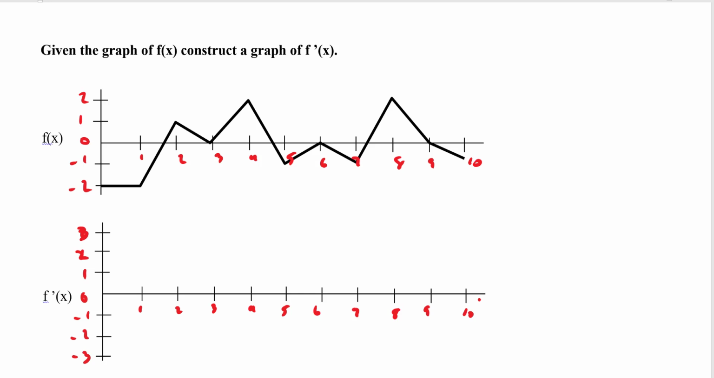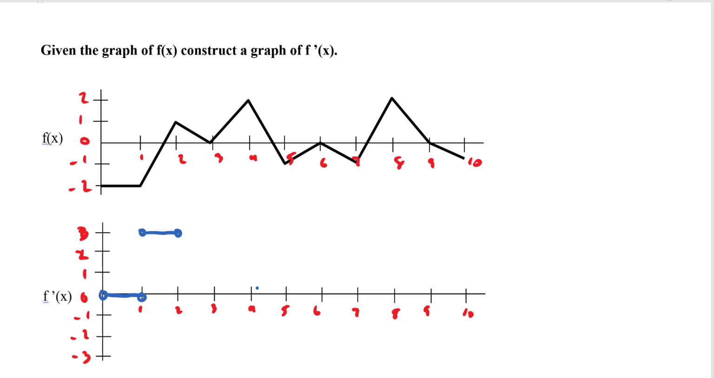Okay. So the slope from 0 to 1 is 0. It's a 0 slope, right? It's a horizontal line. So that slope is 0. The slope between 1 and 2 is up 1, 2, 3. Oh, it's 3. Okay.